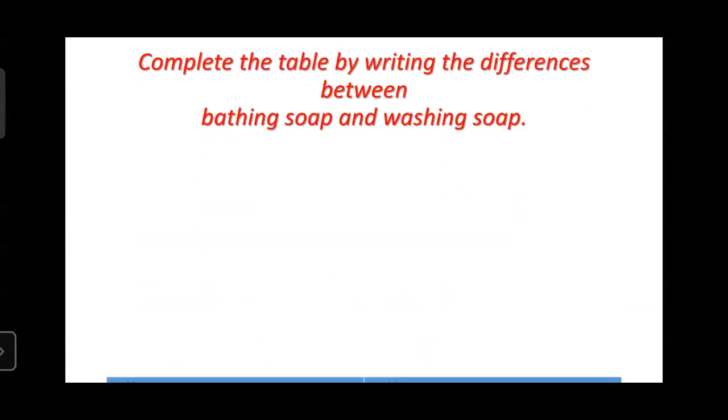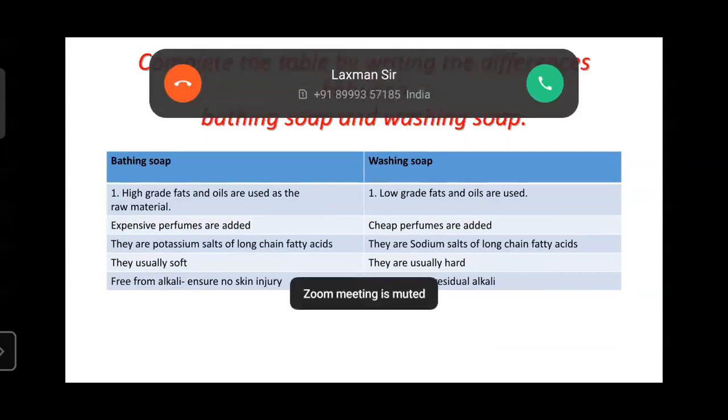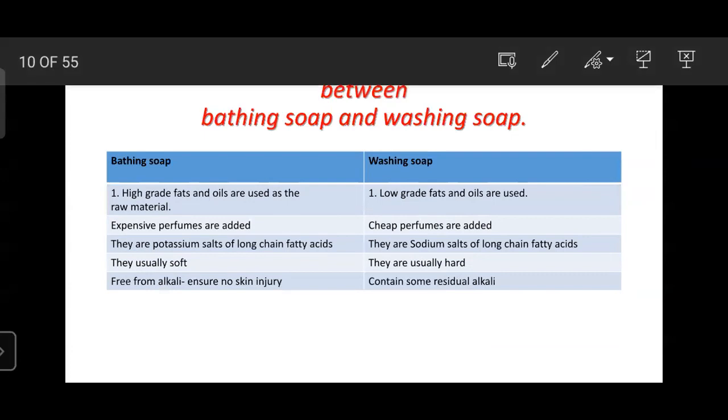Next, what is the difference between bathing soap and washing soap? We have seen that high grade fats and oils are used in bathing soap, but in washing soap, low grade fats and oils are used.